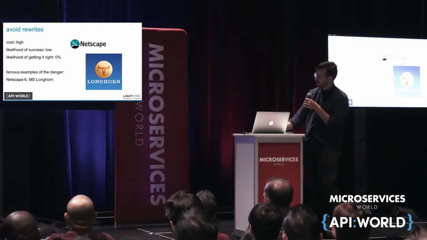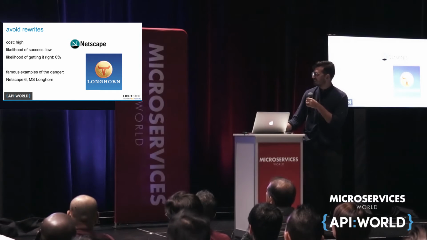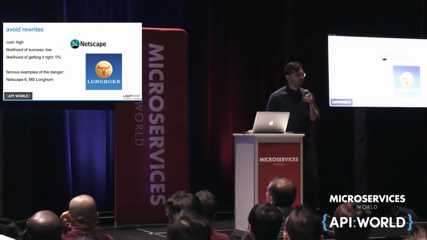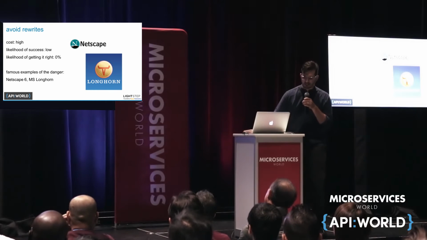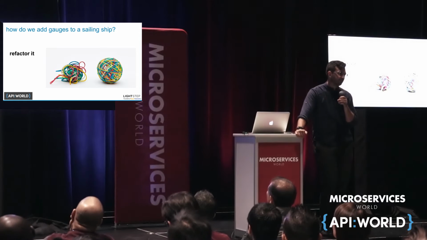Here's some famous examples from the ancient past of rewrites that fell apart. Netscape 6 sank the company. Microsoft Longhorn delayed a Windows release by 4 or 5 years. Don't rewrite your systems. So how do we fix bad code in our services already?